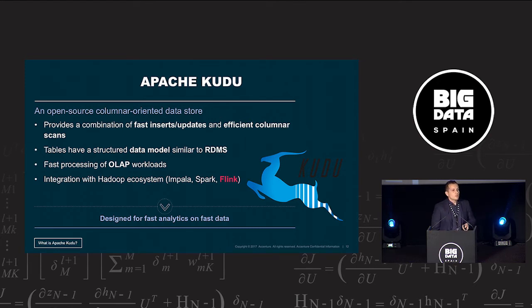Tables in Kudu have a structured data model, like in relational databases. We have fixed schemas for the tables, we have fixed types, and we also have primary keys. So this is very similar to relational databases.